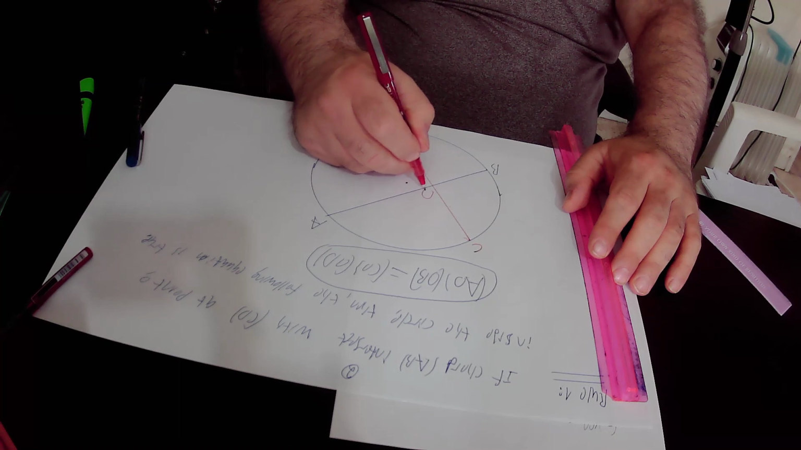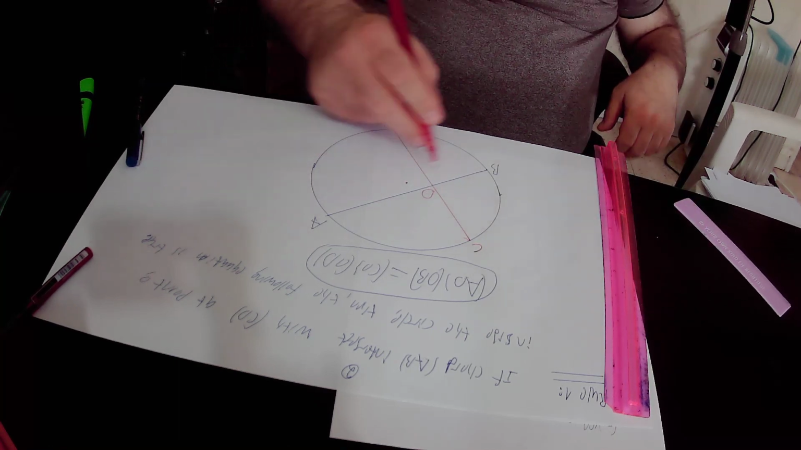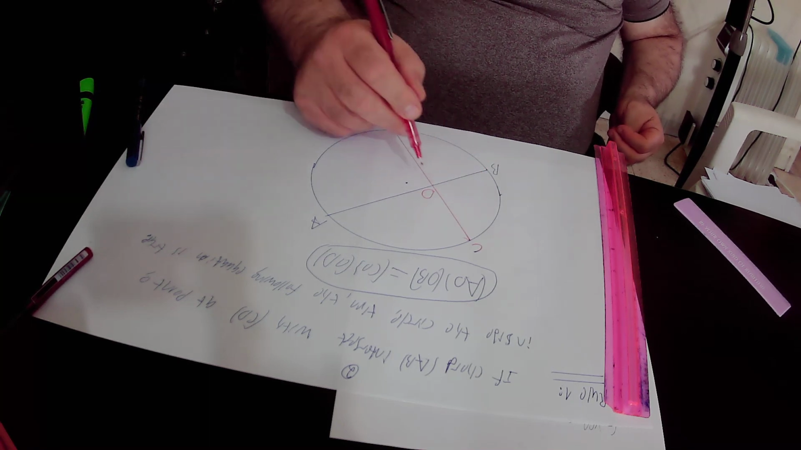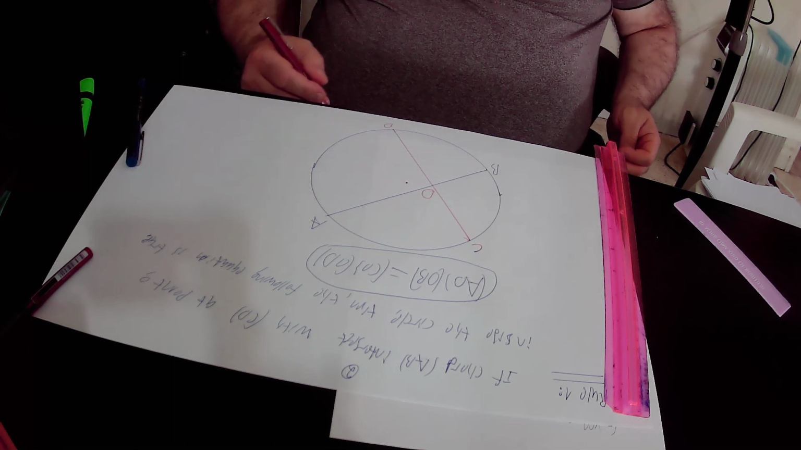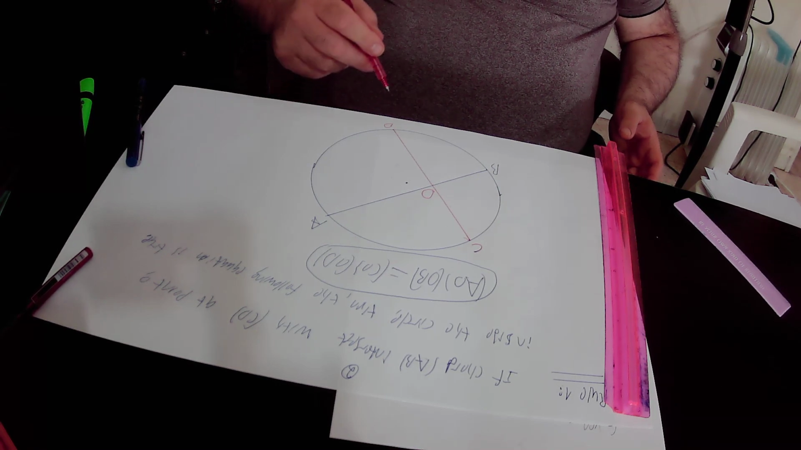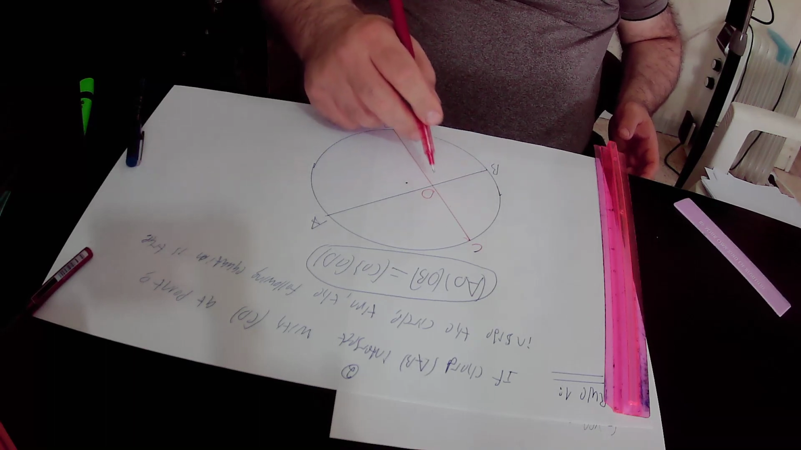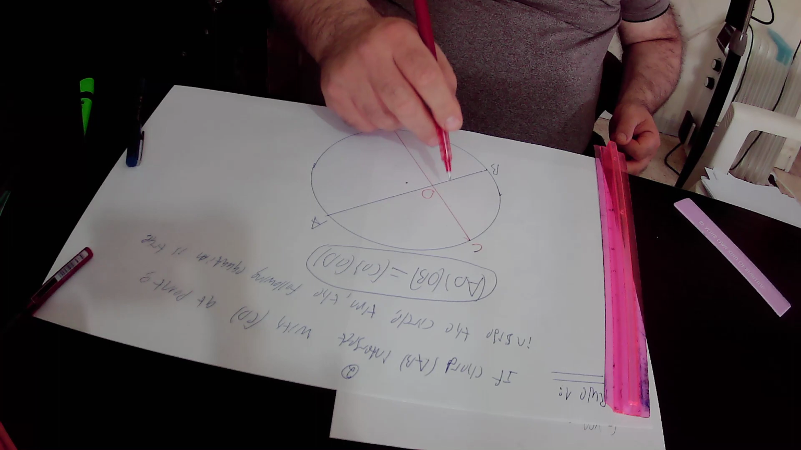It's point O. Again, chord AB intersects with chord CD. It's point O, inside the circle, of course. So if this is the data that has been given to us, then according to rule number 1, AO times OB equals CO times OD. Again, AO times OB equals CO times OD.